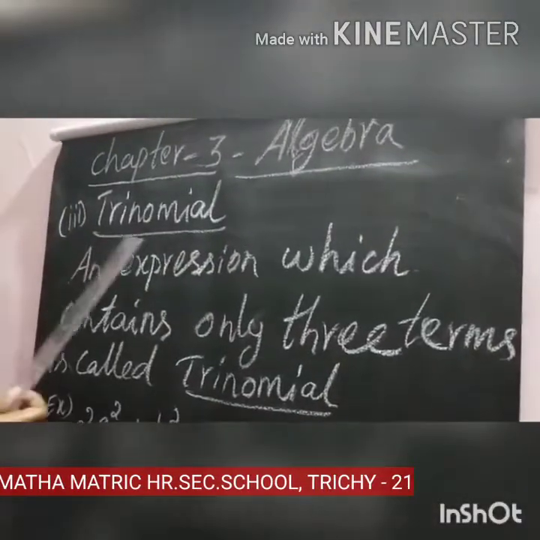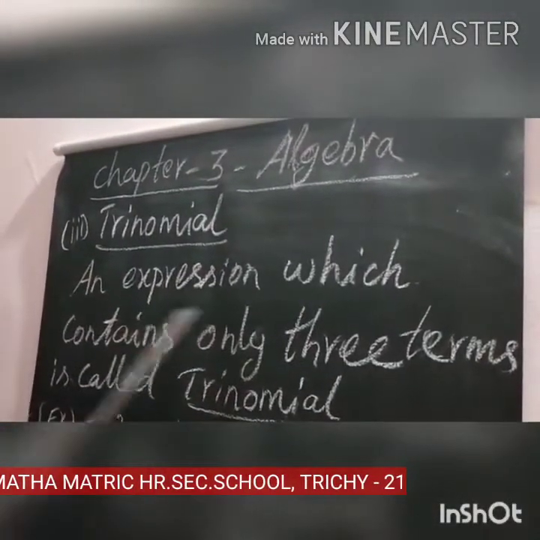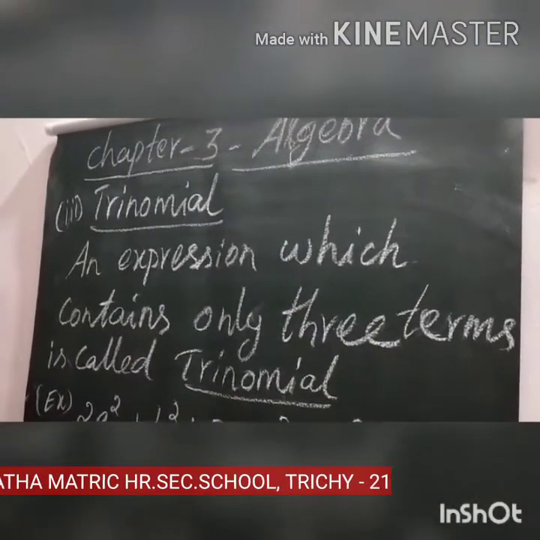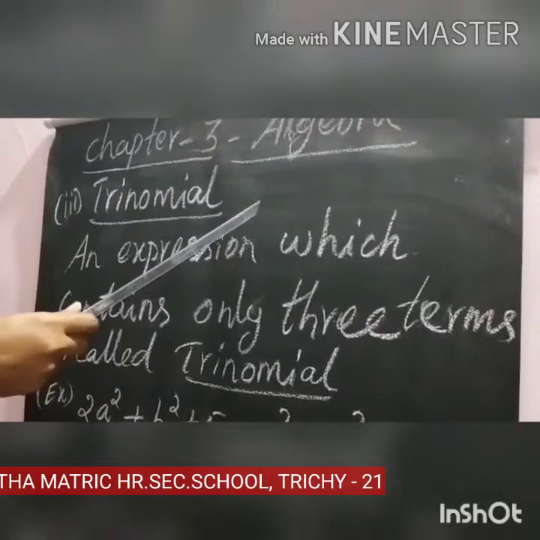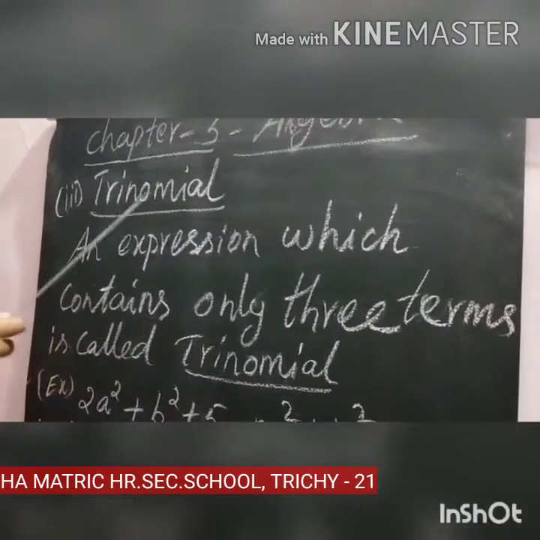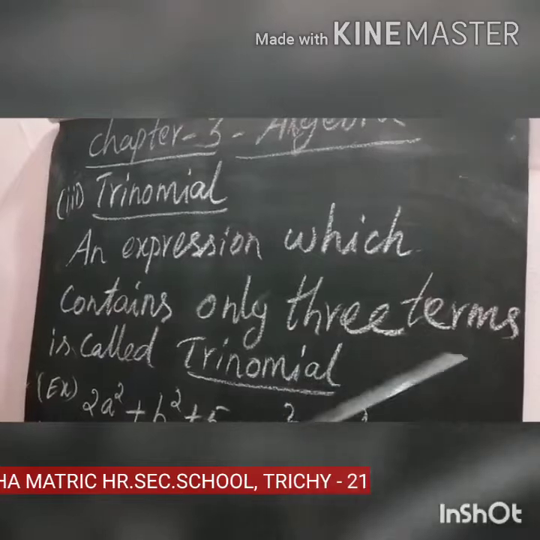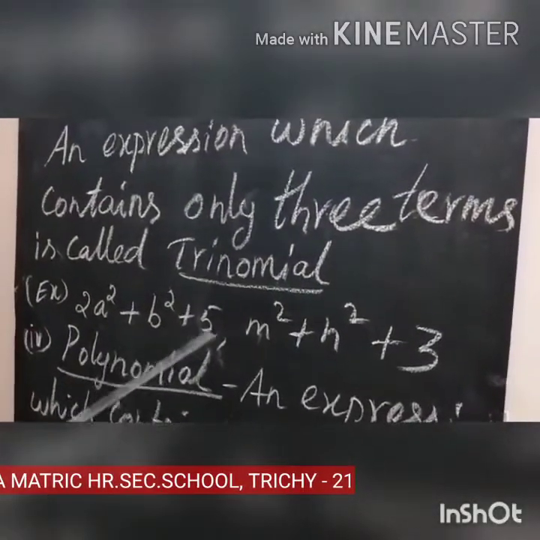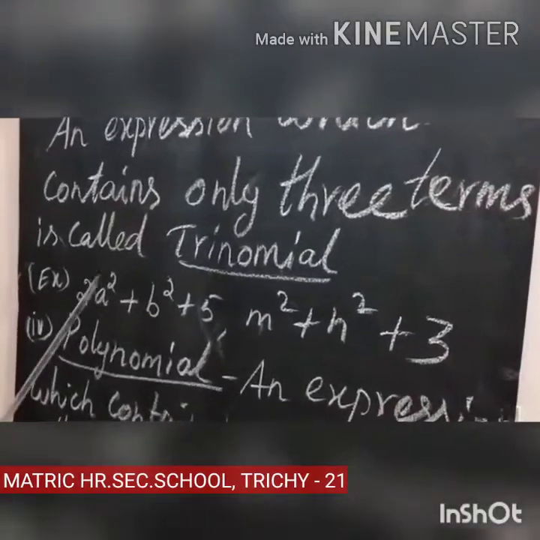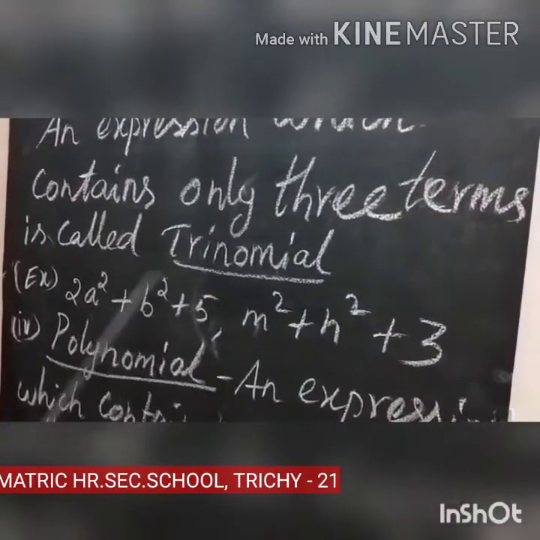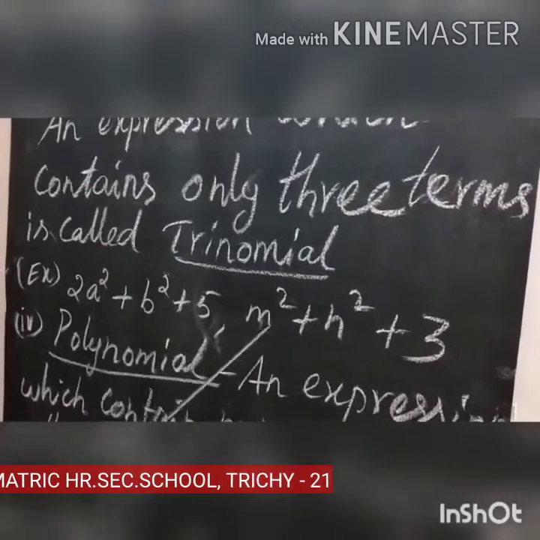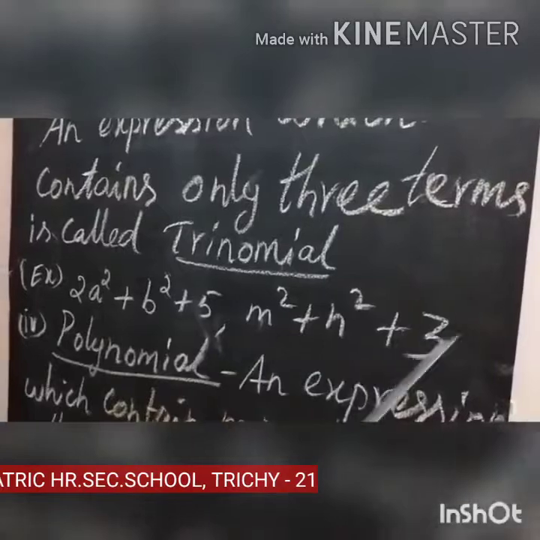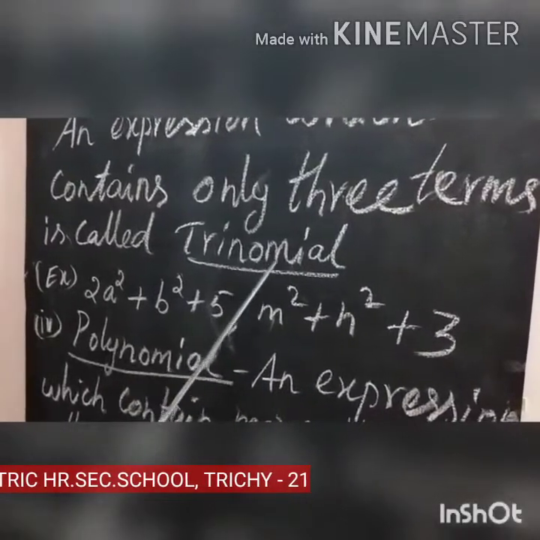See the third one, trinomial. An expression which contains only three terms is called trinomial. So first one, monomial, one term, then binomial, two terms. Trinomial means only three terms. For example, 2a square plus b square plus 5. See here 2a square, 1, 2, 3, totally three terms. Here also m square plus 3, 1, 2, 3. So here only three terms are there. So this is called trinomial.